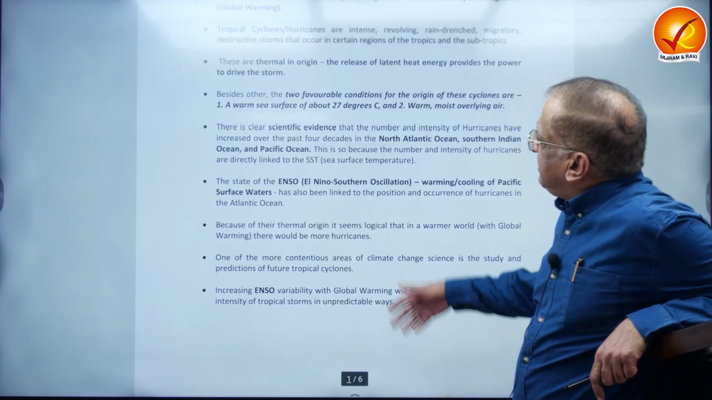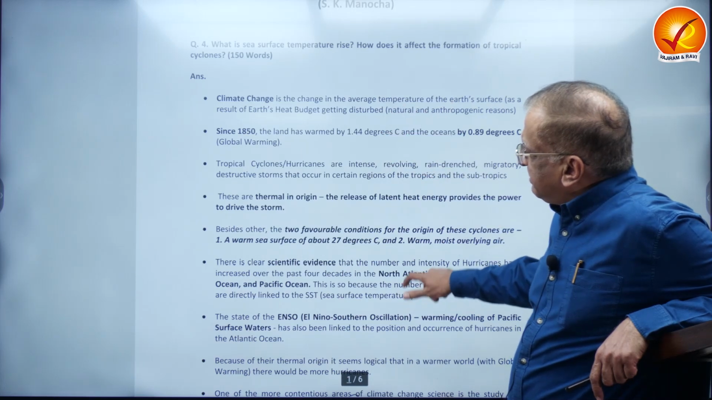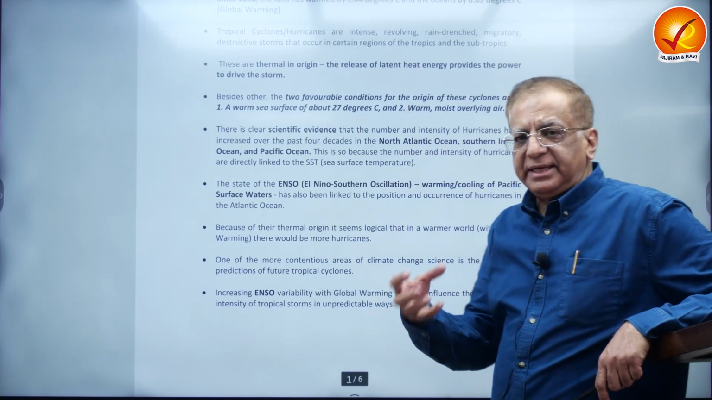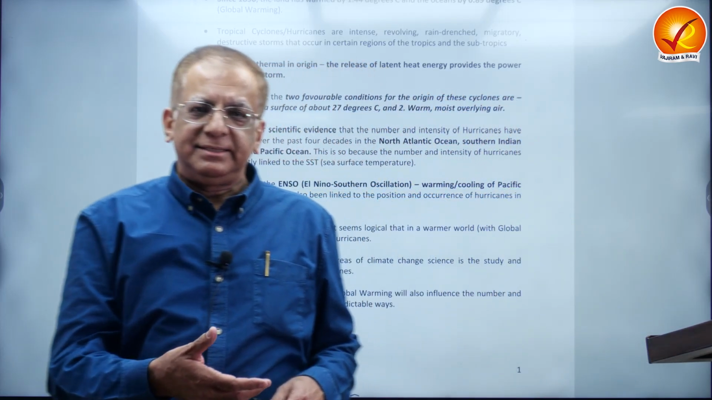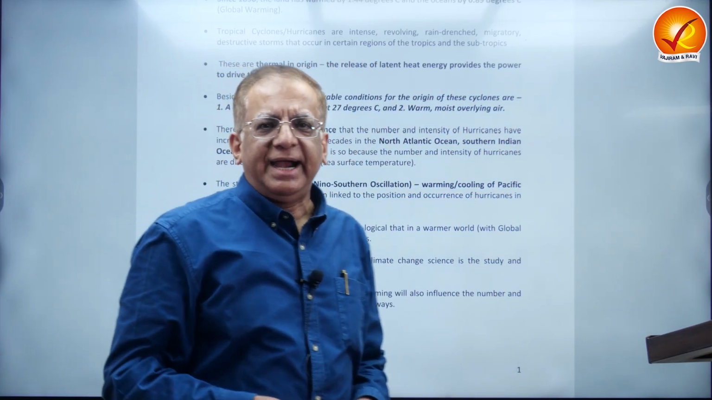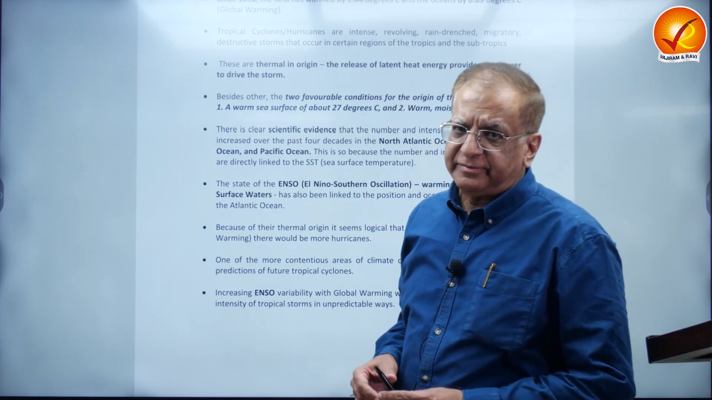So it means there are 3 parts of the answer basically. First you talk about climate change and the sea surface temperature, then talk about the origin and nature of these tropical cyclones and make a connection, and then at the end give a sort of future idea of what exactly is the task ahead for the scientific community of the world.